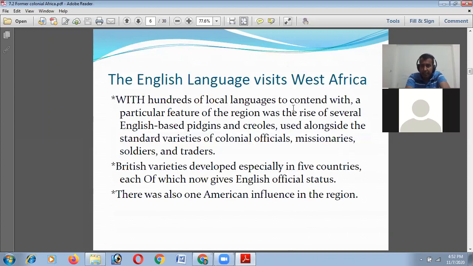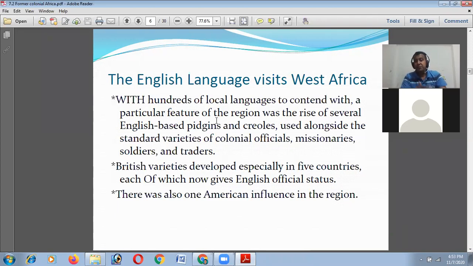With hundreds of local languages to connect with, a particular feature of the region was the rise of several English-based pidgins and creoles used alongside the standard varieties of colonial officials, missionaries, soldiers, and traders. We know that pidgin and creole are not complete languages, they are fragmented forms. Pidgin English means some words are picked up from English and some from local languages, which makes minimal communication possible between English speaking people and the African nations. Apart from the official language, this pidgin English was used in this area.